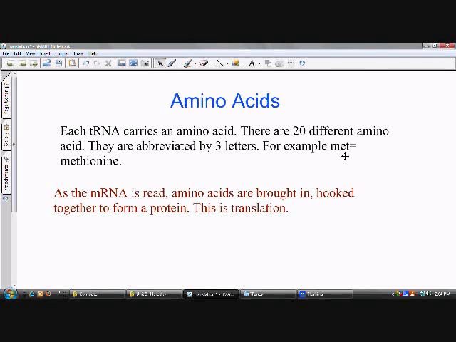Now, here's how it works. As the mRNA is being read, 3 bases at a time, 1 codon, right? Amino acids are brought in by those tRNAs. They're hooked together to form a protein. Remember, amino acids make proteins. This whole process is called translation. So let's take a look now at everything all put together.